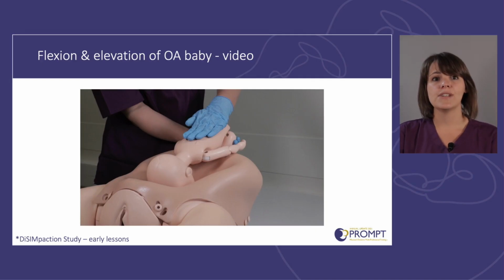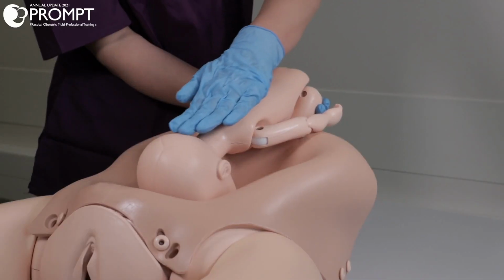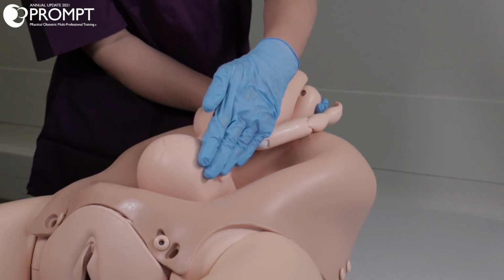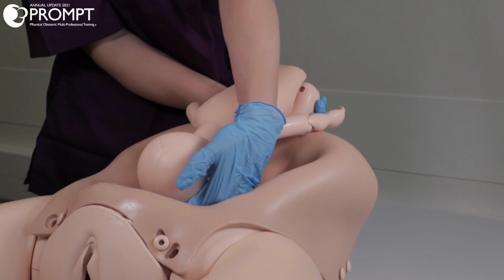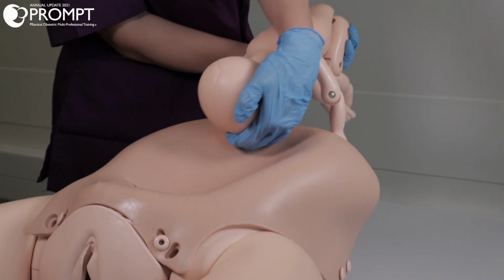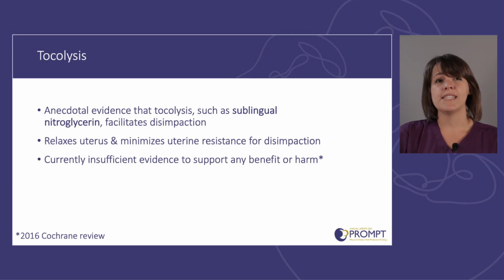And finally, an occipito-anterior baby. For OA positions, introduce your hand laterally and get right underneath the baby's head to achieve flexion. Many obstetricians favour using tocolysis, such as sublingual nitroglycerin, to facilitate disimpaction. This relaxes the uterus and minimises uterine resistance for disimpaction. However, a 2016 Cochrane review showed that there was currently insufficient evidence to support any benefit or harm.